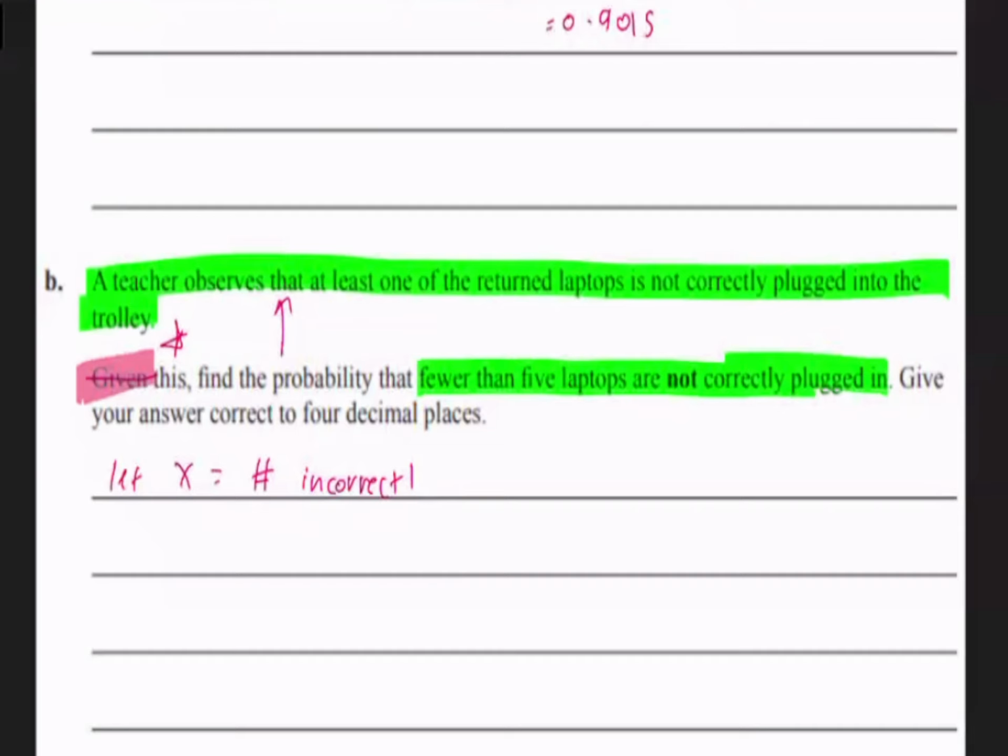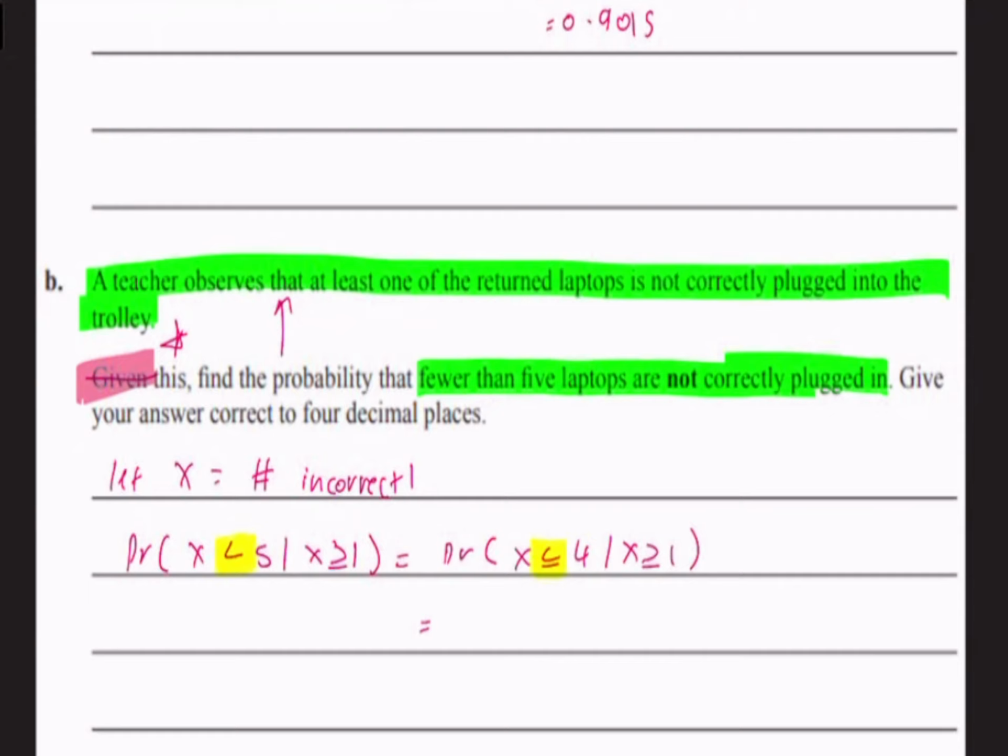So now we're trying to find the probability that there's less than 5, given that there's at least one that's not correctly plugged in. So if we expand the given, it's x is less than or equal to 4. Since we're using binomial, you always want to convert inequalities that don't have an equal sign to inequalities that do, because there's less of a chance that you might put something wrong into your calculator.